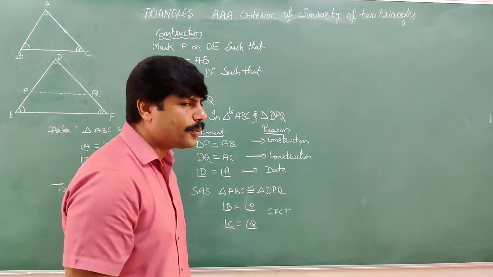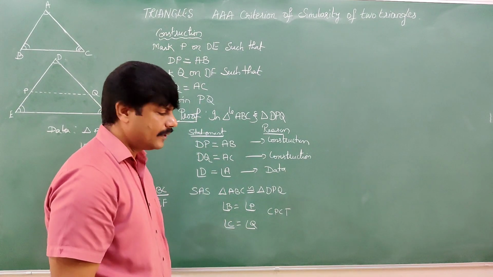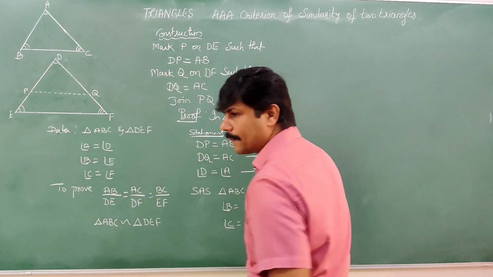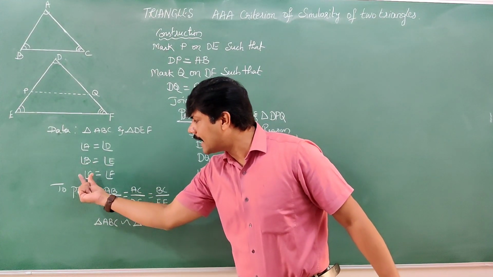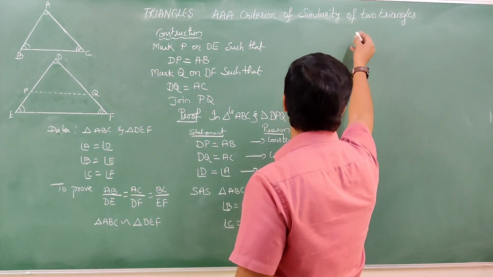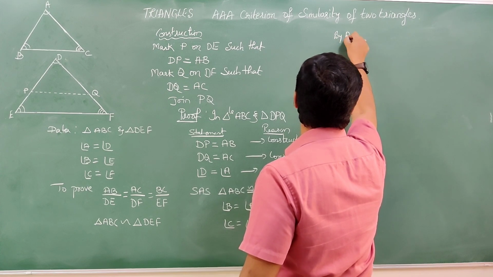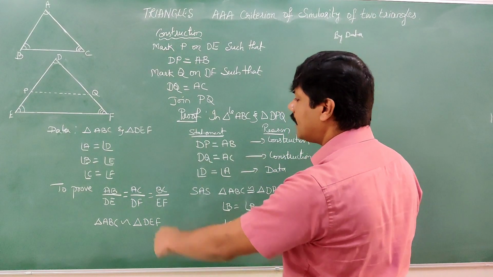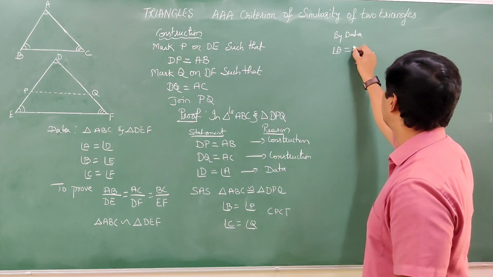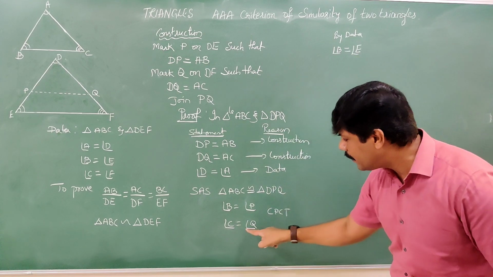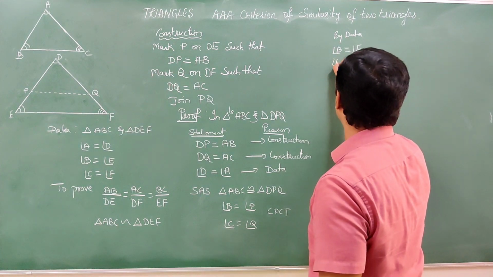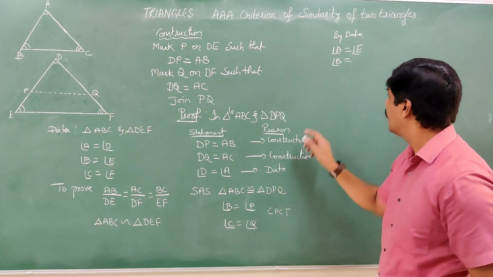Okay, children. Once you prove they are congruent, then you can take angle B equal to angle P and angle C equal to angle Q. Now, you enter into the data, what is given. See the data properly. Angle B and angle C are equal to angle E and angle F. By data, angle B is equal to angle E. But angle B is also equal to angle P by congruency of these two triangles.